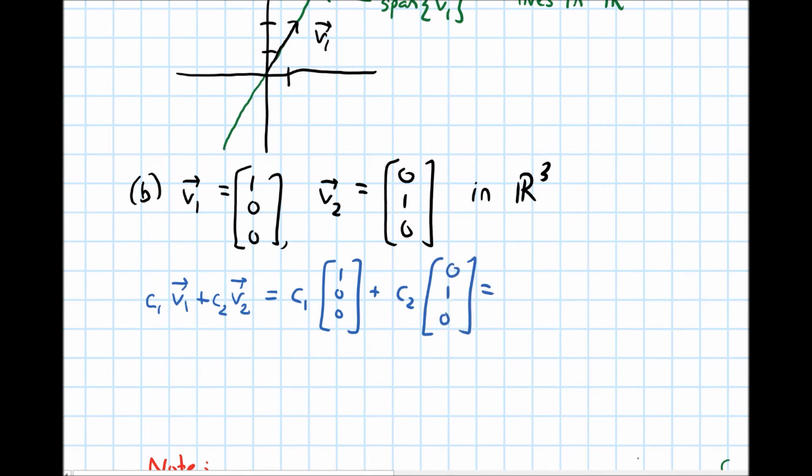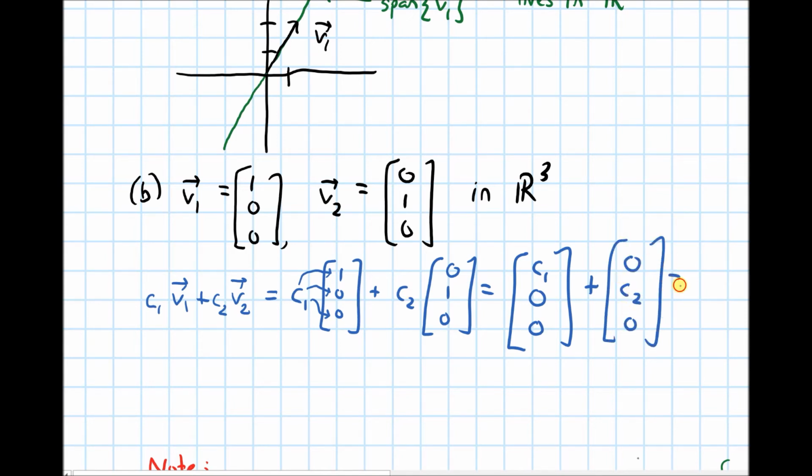Okay, and when I multiply a vector, like 1, 0, 0, times this scalar, I multiply the scalar times each of the entries. So c1 is going to distribute into the 1, it's going to distribute to the 0, and it's going to distribute to this bottom 0. And that'll give me c1, 0, 0. If I do the same thing with the next vector, I'll distribute in c2, and I'll get 0, c2, 0. And then finally, now I get to add these two vectors. So c1 plus the 0 at the top entry is c1, 0 plus c2 is c2, and then 0 plus 0 at the bottom is 0.